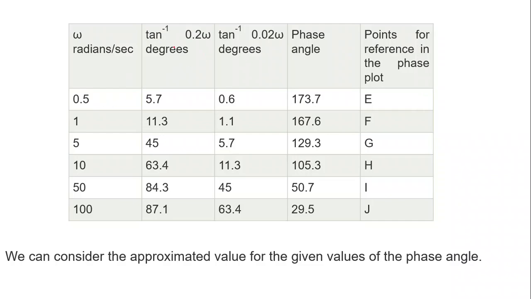First we consider omega 0.5. We substitute in this formula tan inverse of 0.2 into 0.5, and we get the value 5.7 degree. After that we substitute 0.5 in the other formula, and we have a value of 0.6. Then the corresponding phase angle for this frequency 0.5 is 173.7. So at omega 0.5 we marked the point with the alphabet E in the similar graph.